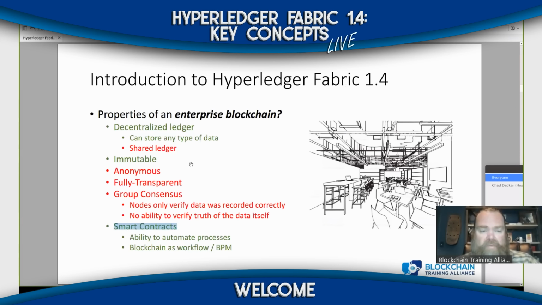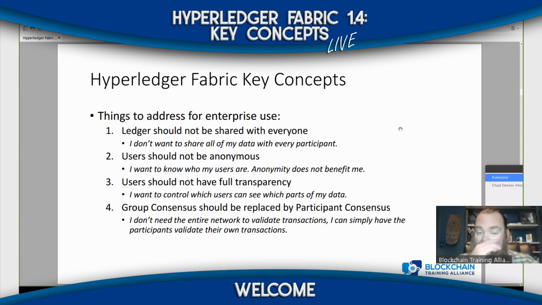And if you look at what we have to address, there are 4 real big issues here. The ledger is shared with everybody on the network. All my users are anonymous. All my data is fully transparent. And I'm using group consensus, not participant consensus. So we're going to talk about how Hyperledger addresses each of these 4 issues. Let's start off with the very first one.